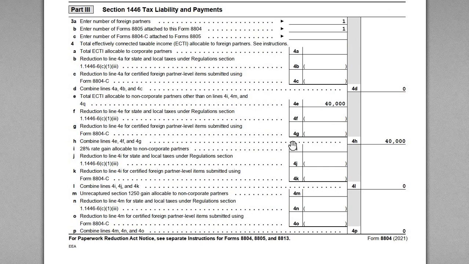Now, if we get down in part 3, the two fields that you're most often going to be seeing and working with are 4A and then 4E. So 4A, total ECTI allocable to corporate partners, right? So we have to report the corporate amount up there, if any. In this case, we didn't have any foreign corporate partners. So then 4E, total ECTI allocable to the non-corporate partners. So $40,000 is the amount being allocated to Frank as a non-corporate foreign partner.